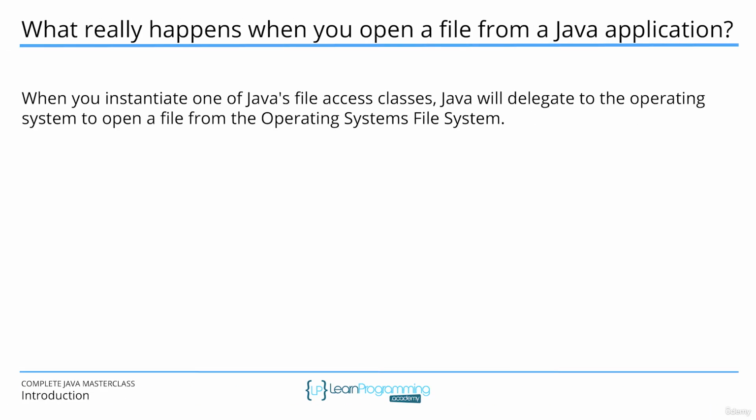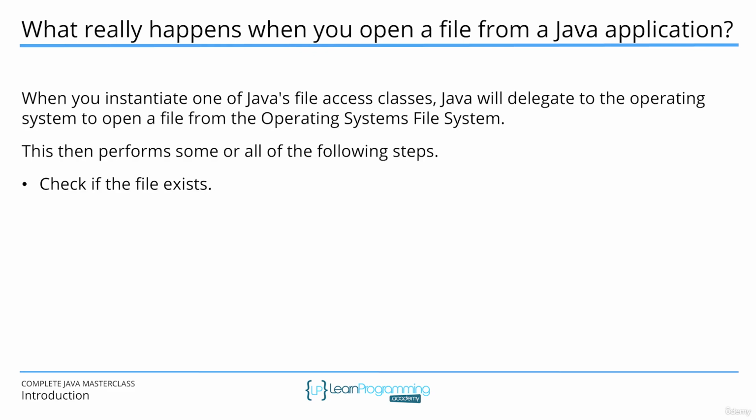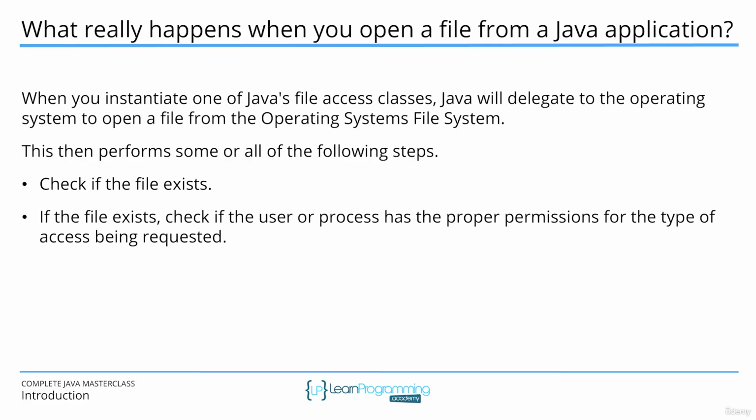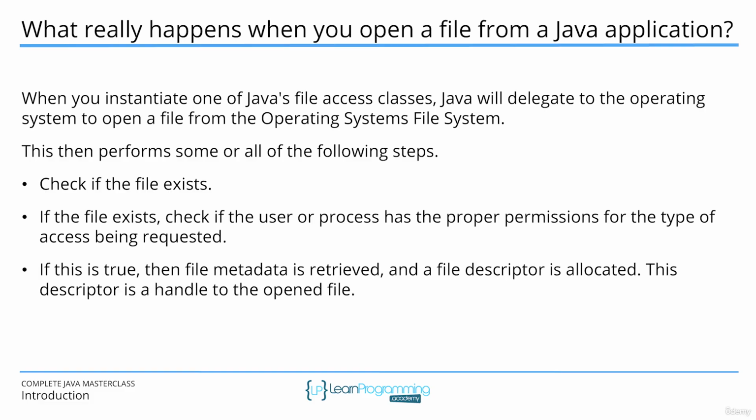When you instantiate one of Java's file access classes, Java will delegate to the operating system to open a file from the operating system's file system. This then performs some or all of the following steps. Check if the file exists. If the file exists, check if the user or process has the proper permissions for the type of access being requested. If this is true, then file metadata is retrieved and a file descriptor is allocated. This descriptor is a handle to the opened file.